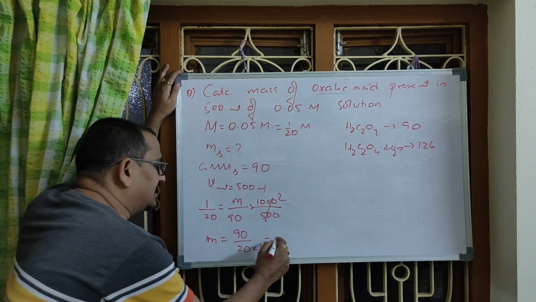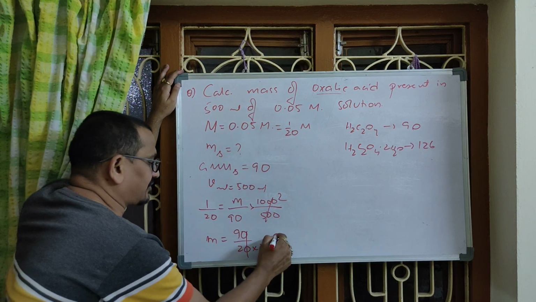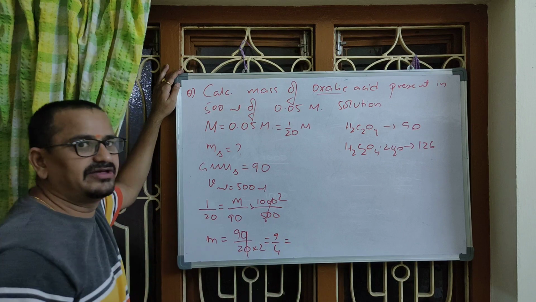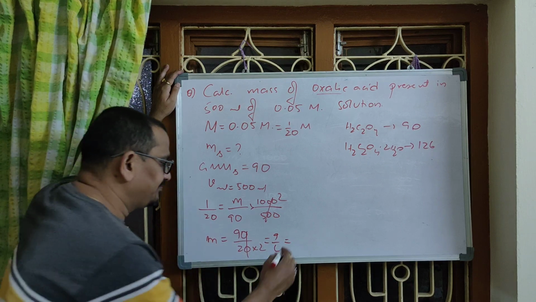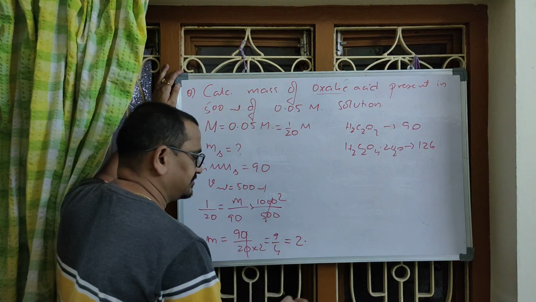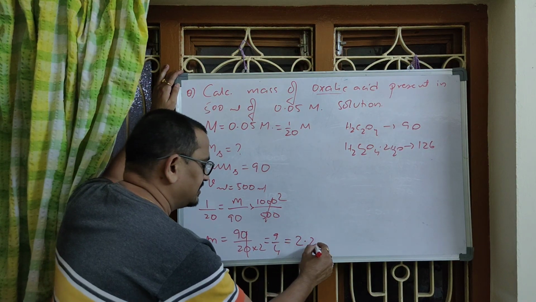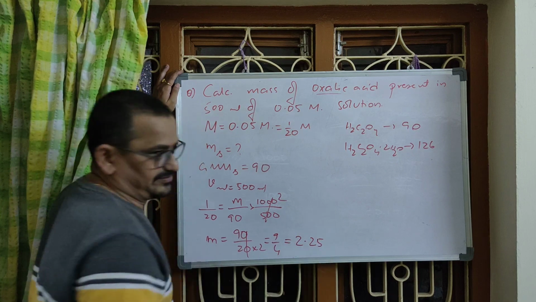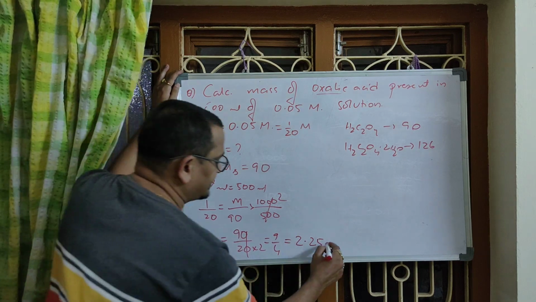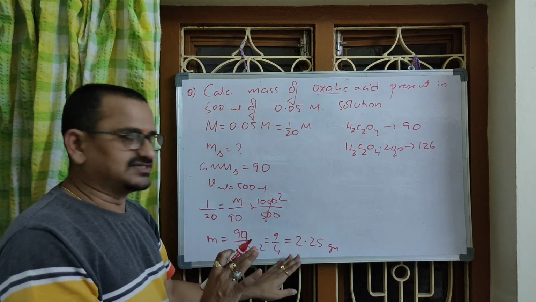Now the answer option will correspond to this value. Suppose 9 by 4. What is the value? I think it is 2.25. You solve it. 4 2s are 8, and again 4 2s are 8, and 4 5s are 20. So 2.25 grams. One of the options will be with respect to this one.